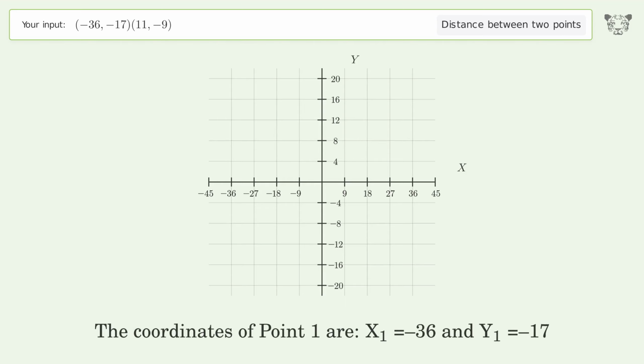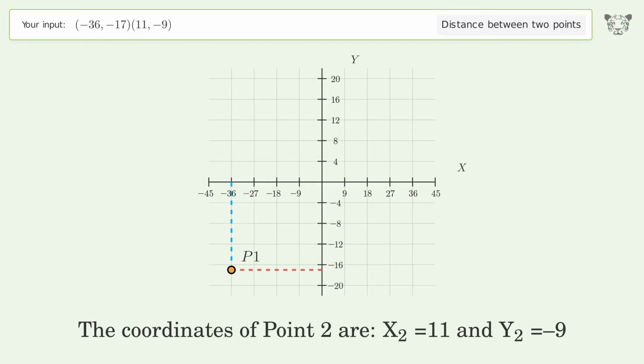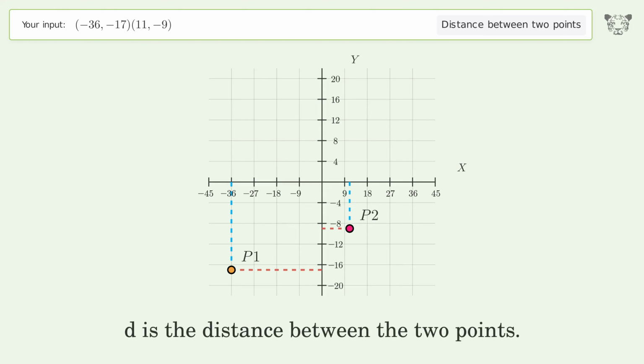The coordinates of point 1 are x1 equals -36 and y1 equals -17. The coordinates of point 2 are x2 equals 11 and y2 equals -9. D is the distance between the 2 points.